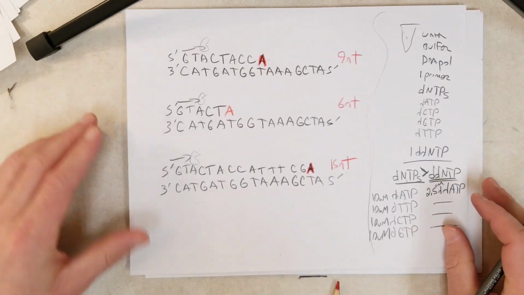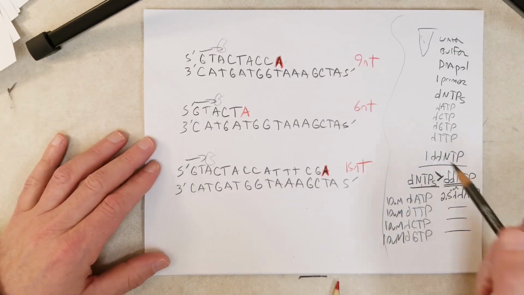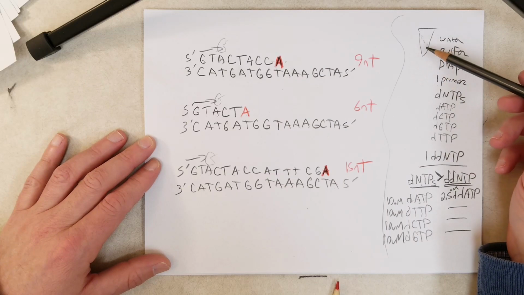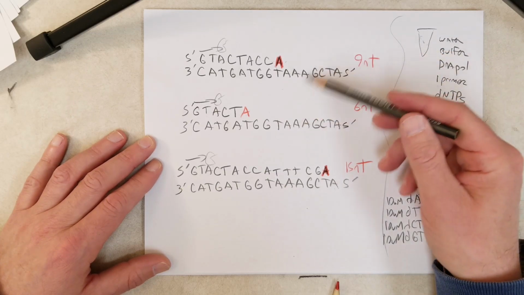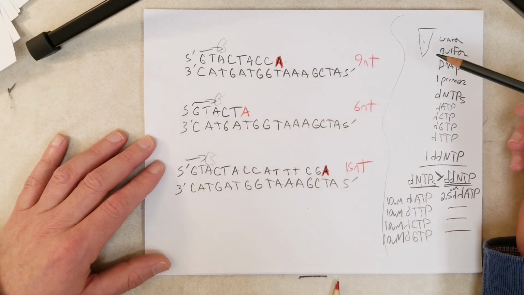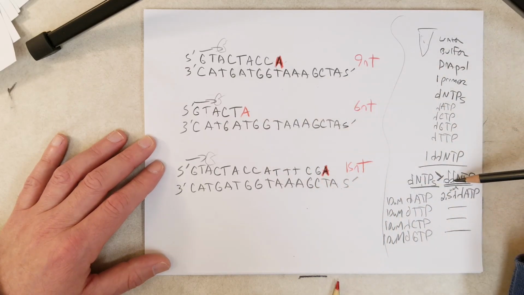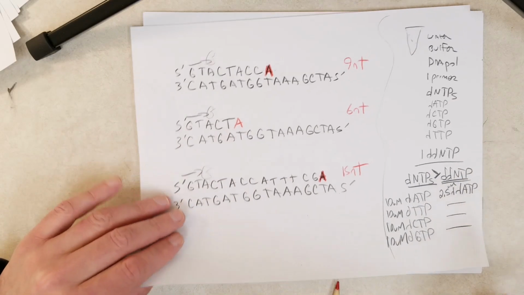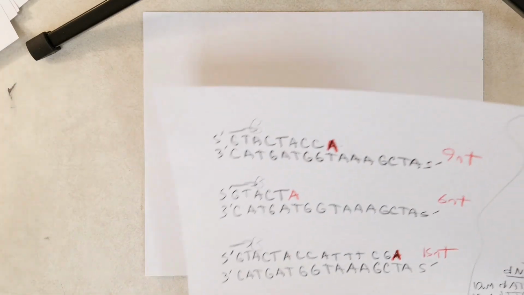Okay, so let's take a look at what another reaction tube would look like. Remember, we need to do 4 reactions to sequence our target DNA. Each reaction has to contain a different ddNTP. So we just went over ddATP. Let's take a quick look at another one. I think I want to take a look at ddCTP.